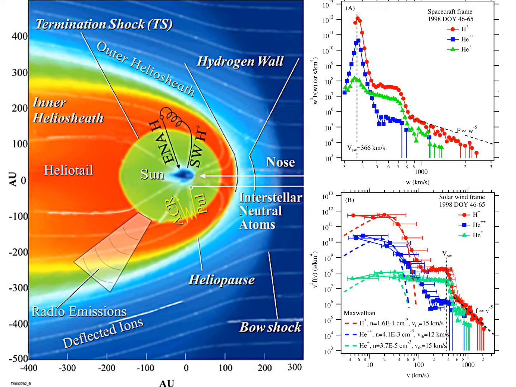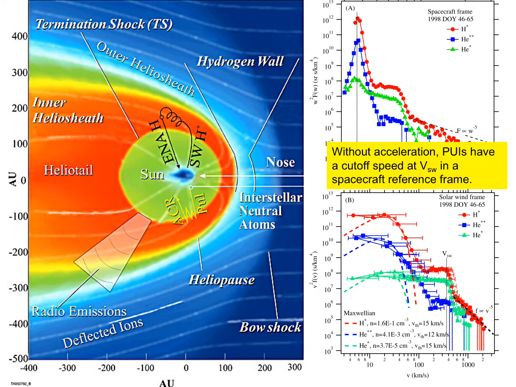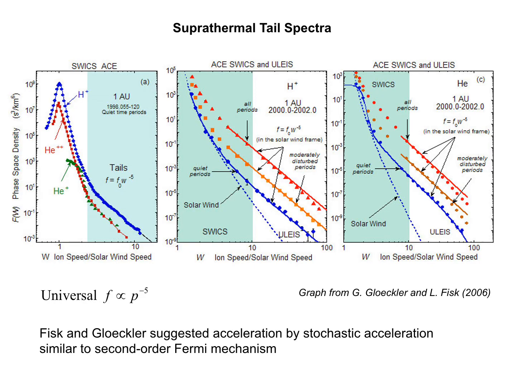However, if you look at it carefully, some of the particles actually go above the solar wind speed. And by the time you reach significantly above that, there is a tail of particles. These are the accelerated pickup ions. Clearly, pickup ions are accelerated in the solar wind. They become a superthermal tail in the spectra.